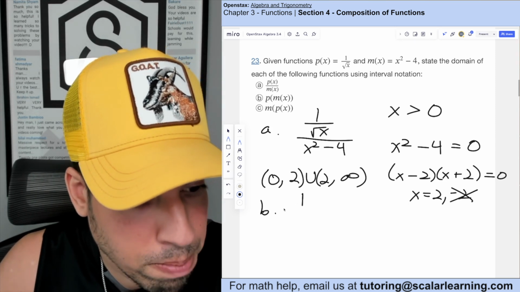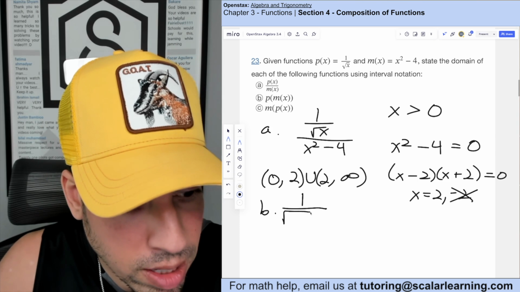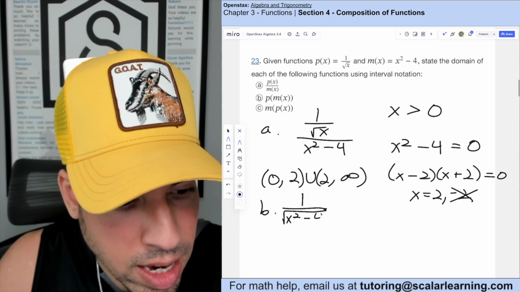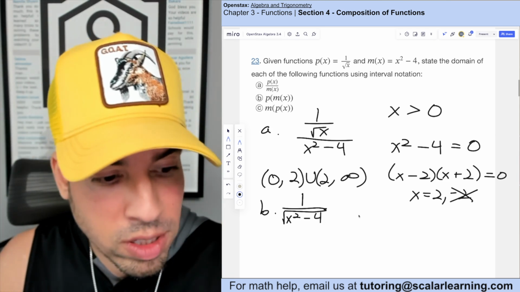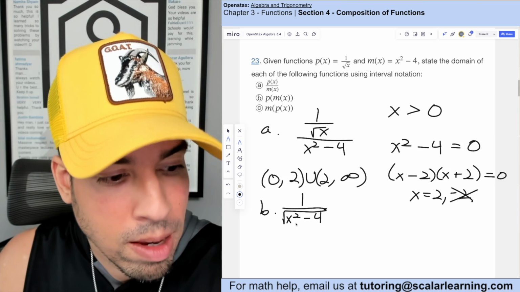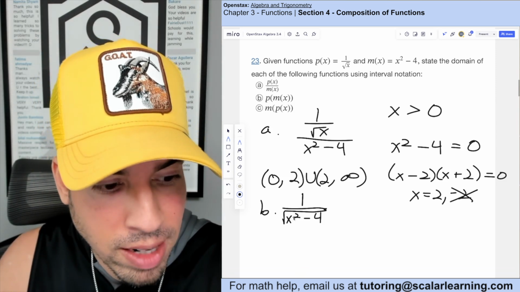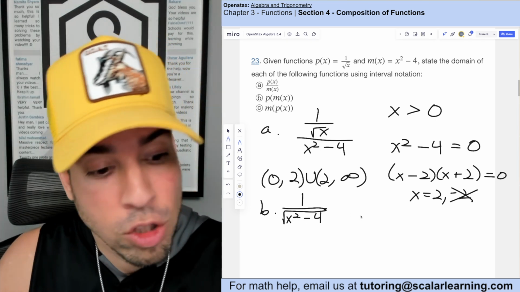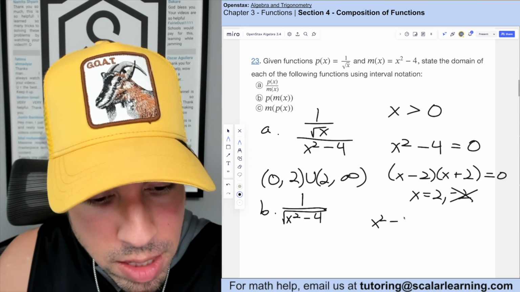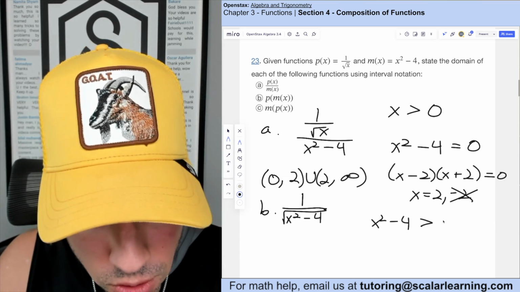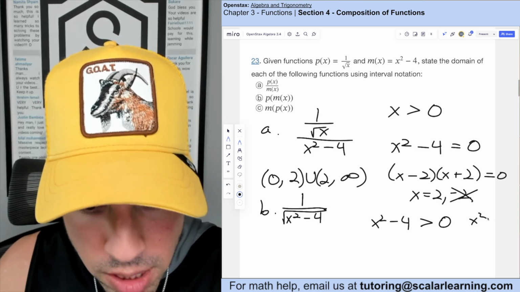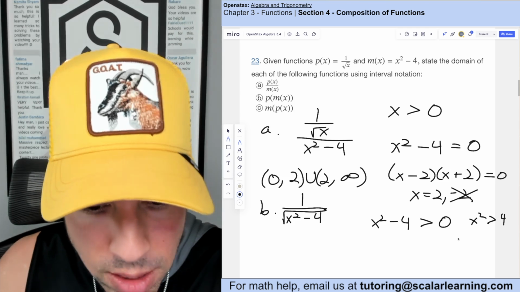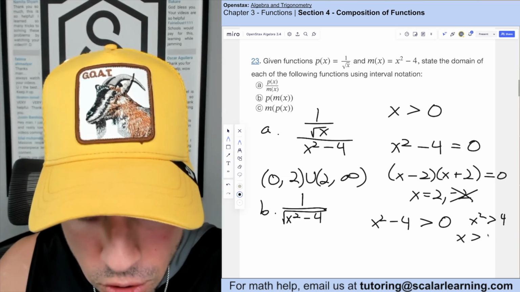So we're going to say p is 1 over square root of x, but in place of the x, I'm going to sub in x squared minus 4, aka m of x. And now, once again, we're going to leave it like this. We're not going to simplify. My domain is going to be restricted by the fact that this cannot equal 0, and the inside has to be positive. So we're going to say x squared minus 4 must be greater than 0. So we're going to add 4 to both sides. X squared must be greater than 4. We're going to square root both sides, and then we've got x is greater than 2.